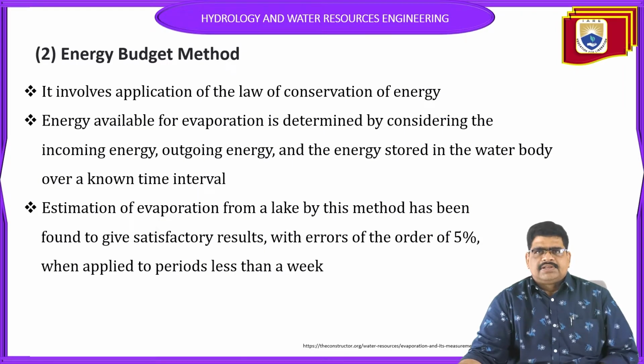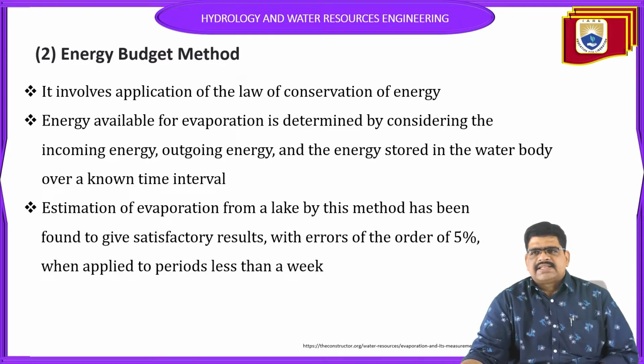Next, the energy budget method. The second one is the energy budget. It involves the application of the law of conservation of energy, and the energy available is determined by considering the incoming energy, outgoing energy and the energy stored in a certain water body over a known time interval. The estimation of evaporation from the lake by this method has been found to give satisfactory results with an error of the order of 5% when applied to periods of less than a week.